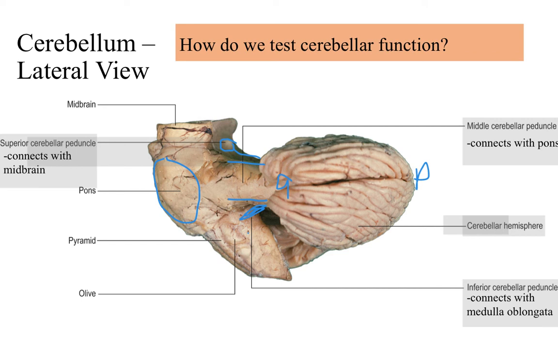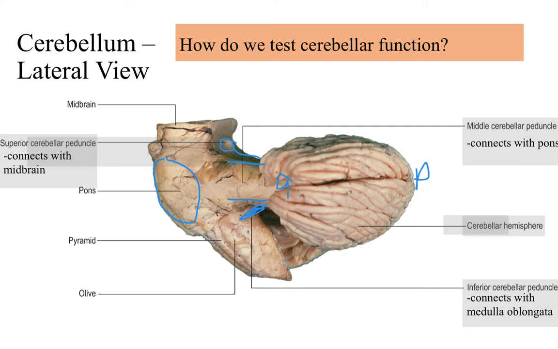So one of the ways, or a few of the ways, that we test cerebellar function is to have our patient walk and observe their gait. Do they have proper motion? Are their arms swinging properly with their legs?